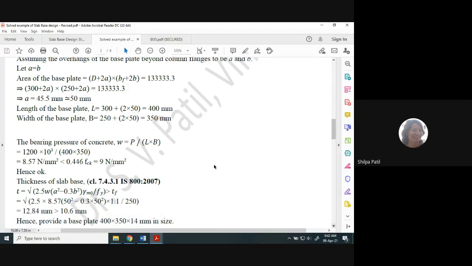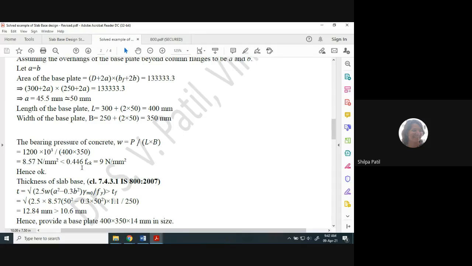To find out the thickness, we have to find out the bearing pressure of the concrete, which is calculated as load upon area of the base plate. So the load is 1200 kilonewton converted into Newton, divided by the area of the base plate, 400 by 350. This value is 8.57, and it should be less than the compressive strength or the bearing strength of the concrete. Otherwise, what will happen?